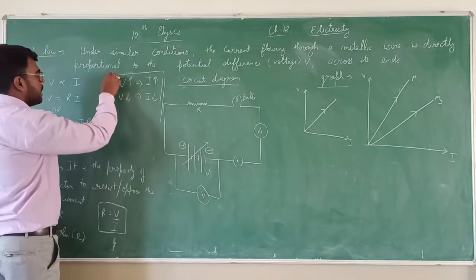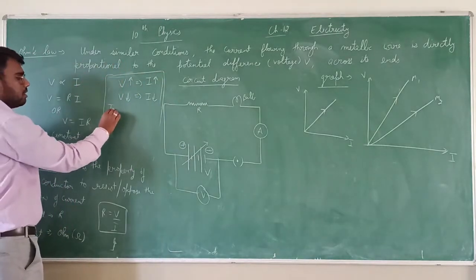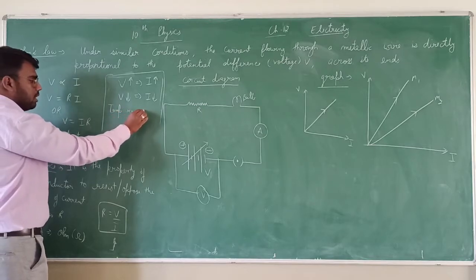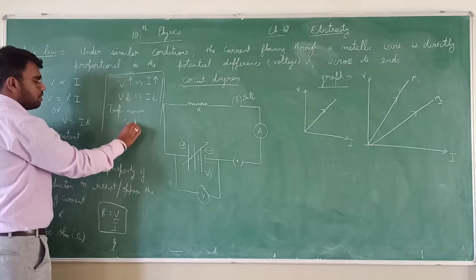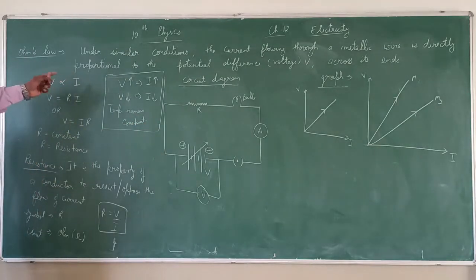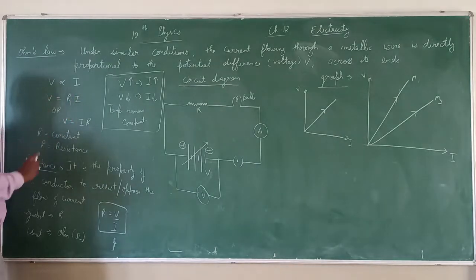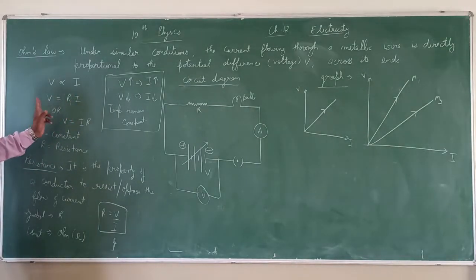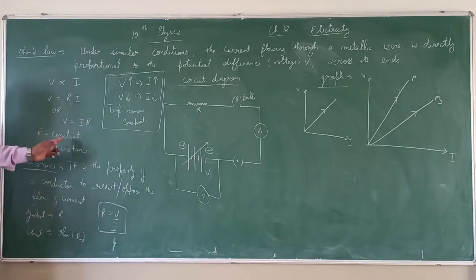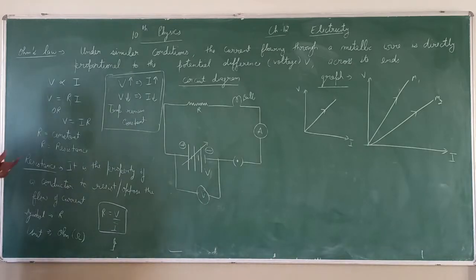But there is a condition in this law: temperature must remain constant. This is the condition for this law. So V is directly proportional to I. If I remove this proportionality sign, there will be a constant, denoted by R, and the law becomes V = RI or V = IR, whatever you want to write. That R is a constant and this constant is called resistance.